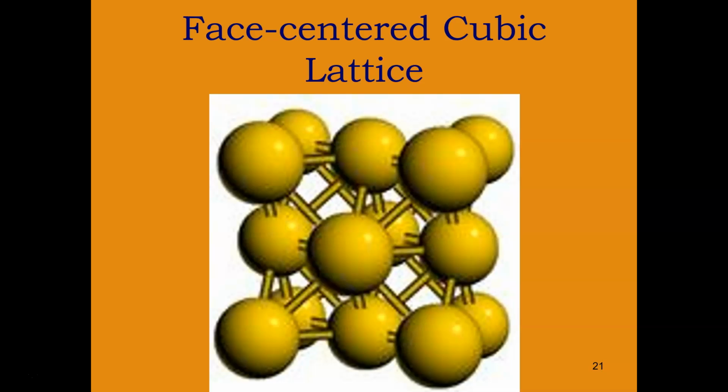Face-centered cubic lattice. Face-centered cubic lattice is ductile and easily formed. Examples of materials that contain face-centered cubic lattice are aluminum, copper, gold, lead, nickel, platinum, silver, and we'll talk a little bit more about face-centered and body-centered and how metal is one of the few materials that transforms itself.